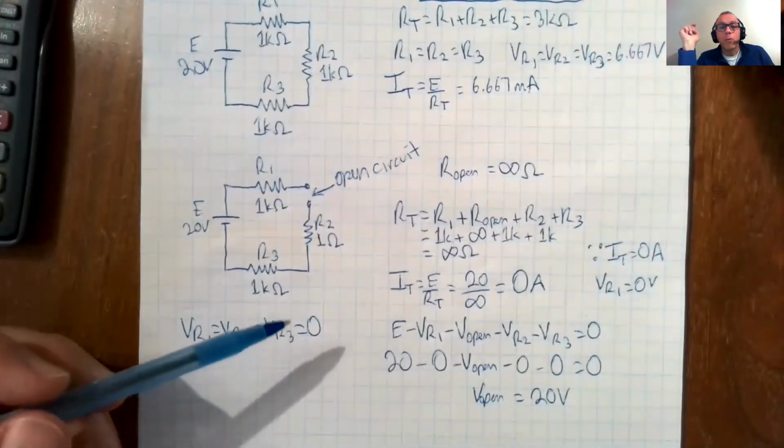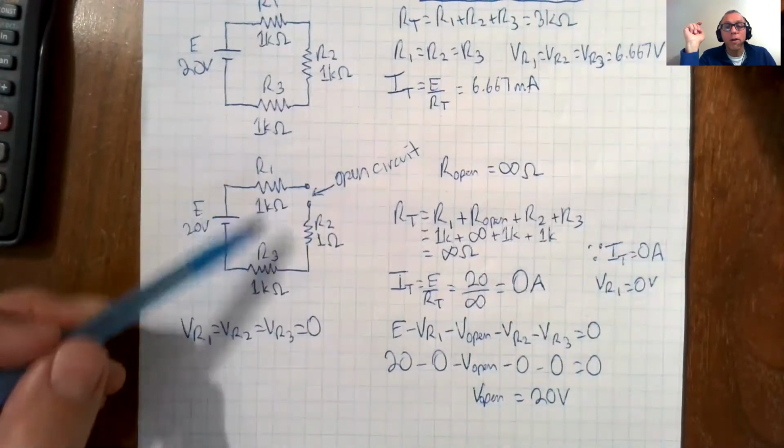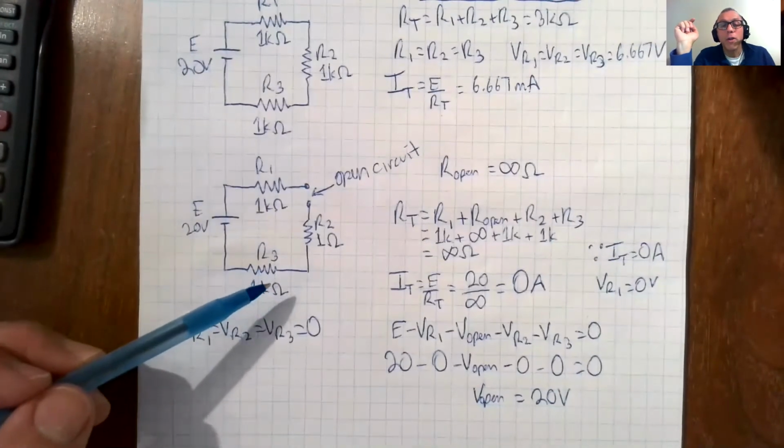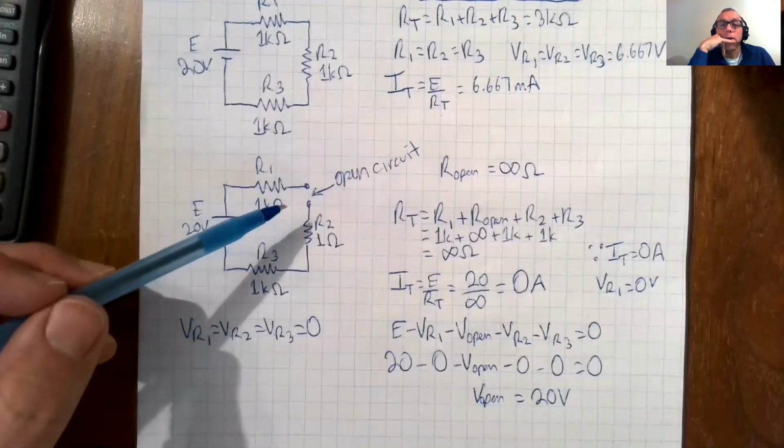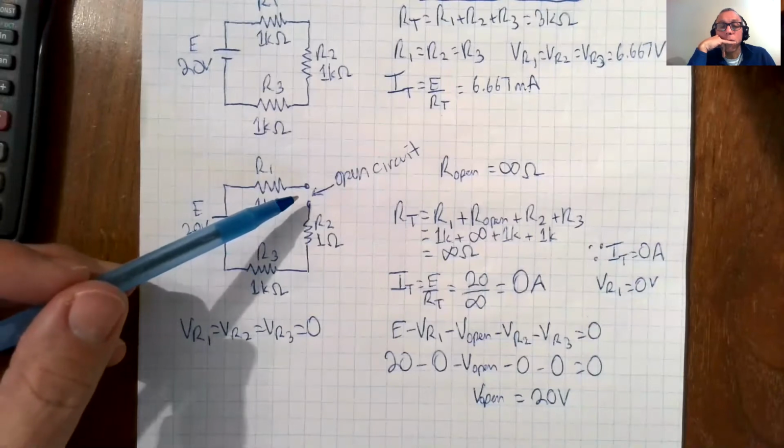So if you took your voltmeter and you measured across R1, across R2, and across R3, you would get 0 volts. And if you measured across the open, you would get 20.